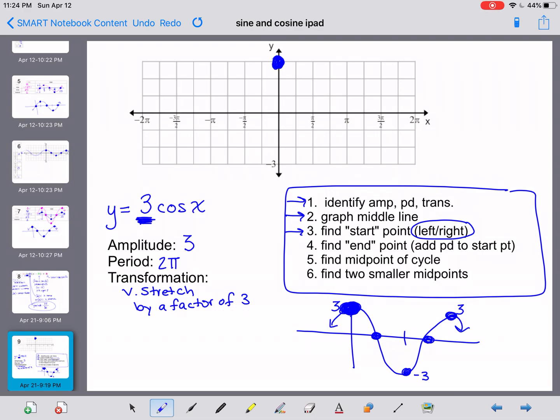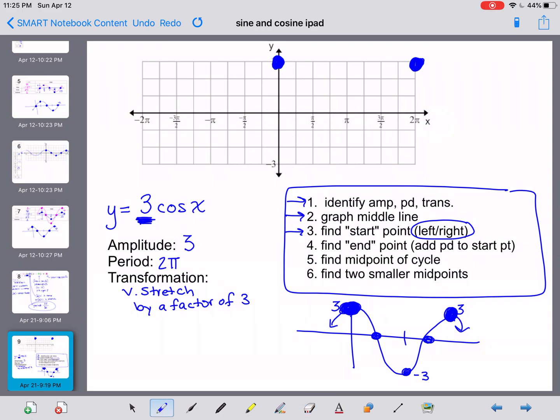Find the end point, okay? So if I'm starting at 0 and my period is 2 pi, the end of my 1 cycle is going to end at 2 pi. Where does cosine end? Look down here at my sketch. It ends up, right? How far up? Well, it matches your amplitude. So this is my first point. This is my second point. I'm making these nice, big, and bold. Right? These are my 5 critical points of my major cycle.